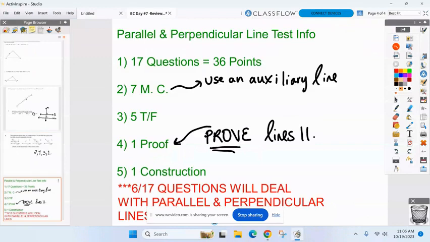And you should see this right up there for you. Okay. So quickly, it's 17 questions, 36 points. 7 of them are multiple choice. I put a little note up here to remind you that one of those multiple choices is going to involve an auxiliary line.